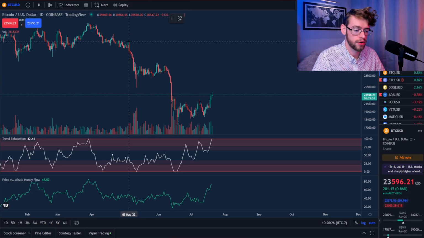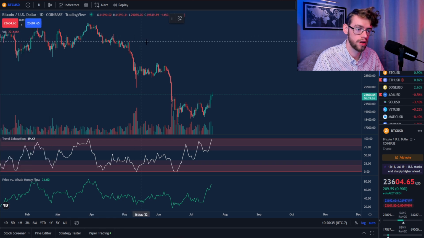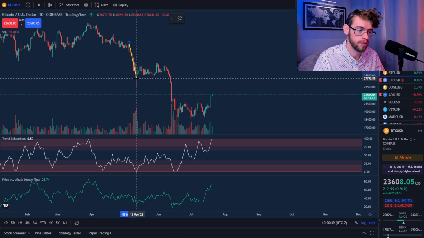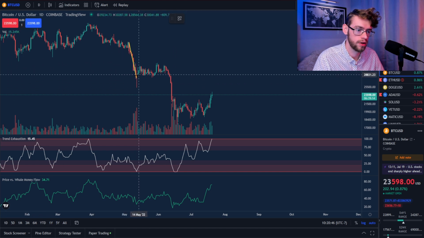Right here, starting on May 5th, we see the start of 2 fantastic examples of bear flags. Let me show you what they look like. Right here, again, May 5th is the start of a flagpole, with the flagpole ending around May 12th. Look right here, it's an almost vertical line down.